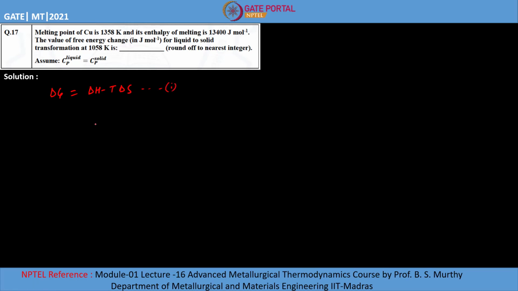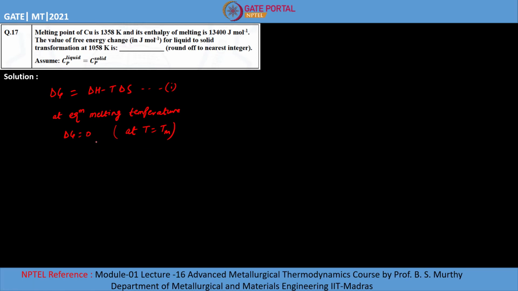If you talk about a transformation like solid to liquid or liquid to solid, at the melting point, or the equilibrium melting temperature, the value of delta G will be equal to 0 because the free energy of liquid and solid are equal at the melting point. So this will be 0 at T equals Tm. Tm is nothing but our melting point.